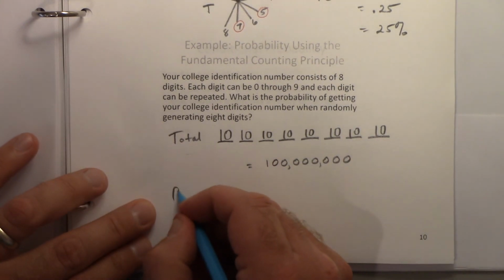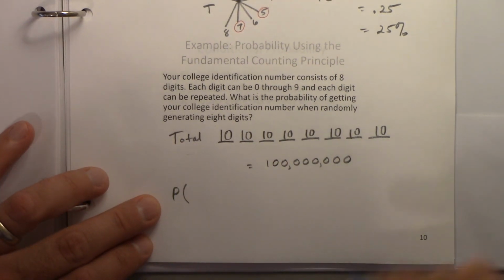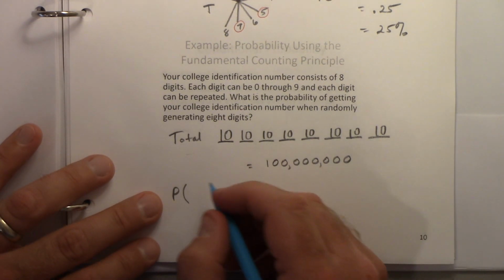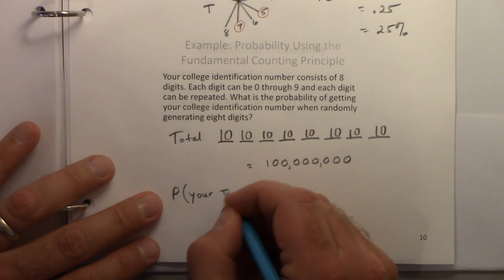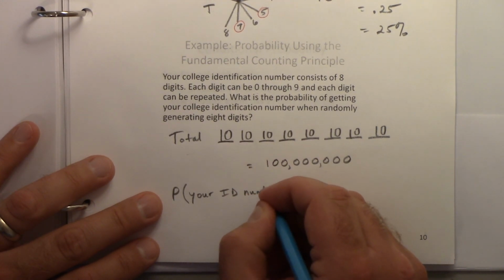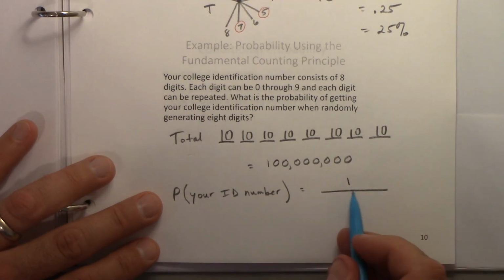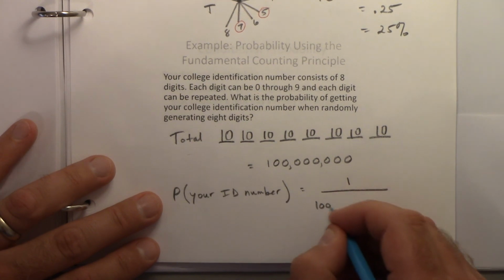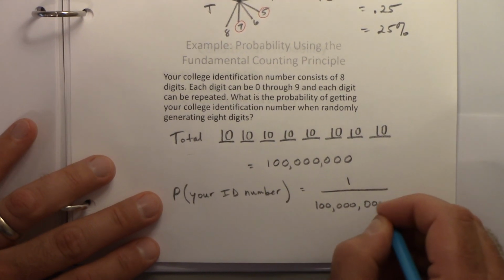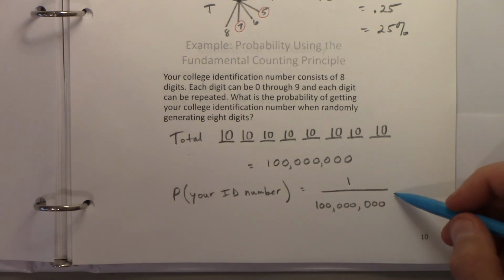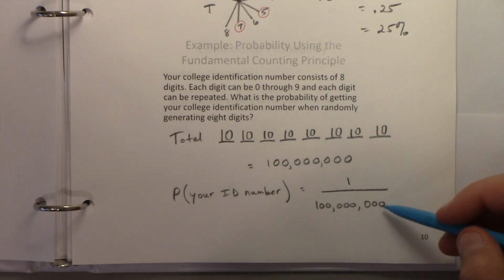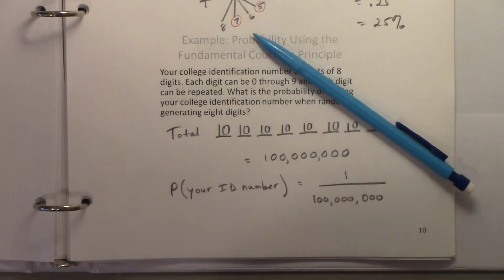Now, what is the probability that we would randomly get your college ID number? So basically, imagine if I was just trying to guess what your ID number is. Well, there's only one successful outcome out of 100 million total possibilities. So notice here the probability is extremely low, which of course we already knew, but here you actually see the results. 1 out of 100 million. That's the probability that I could just randomly guess your college ID number.